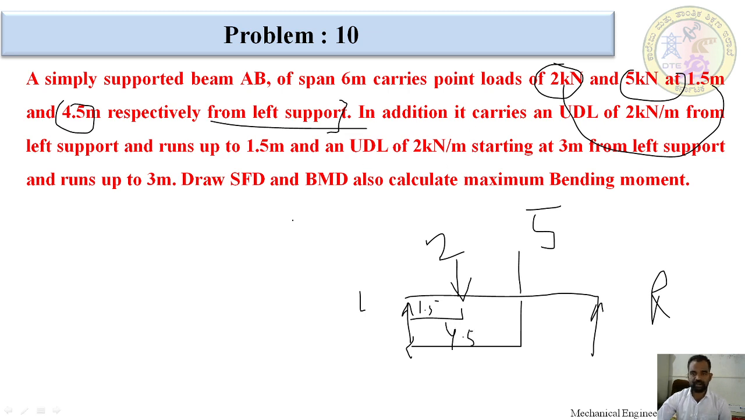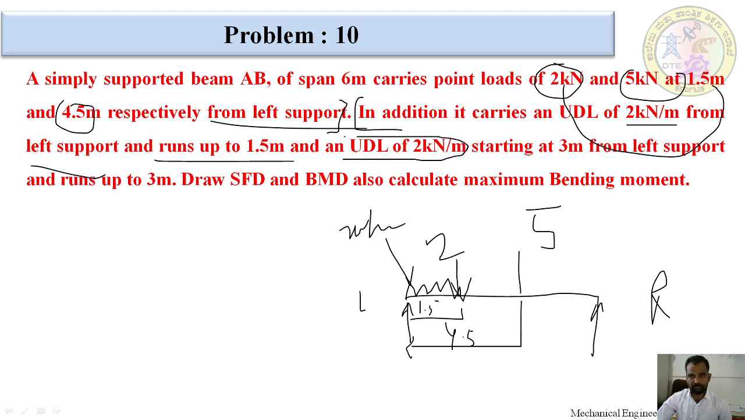After that I am going to start with this. In addition, it carries a UDL of 2 kN per meter from left support running over a 1.5 meter distance. Then another UDL of 2 kN per meter starting after 3 meter.